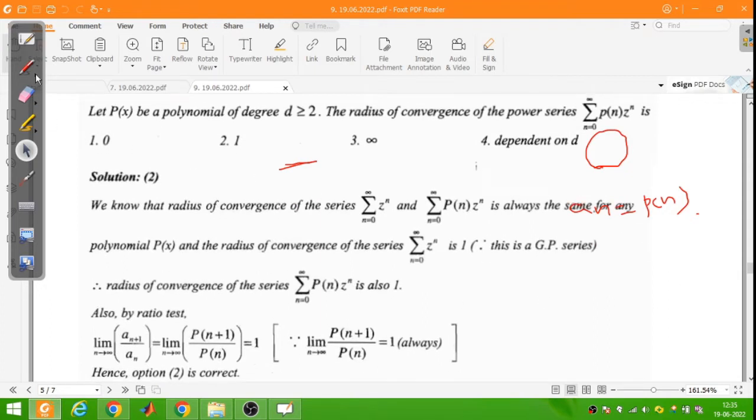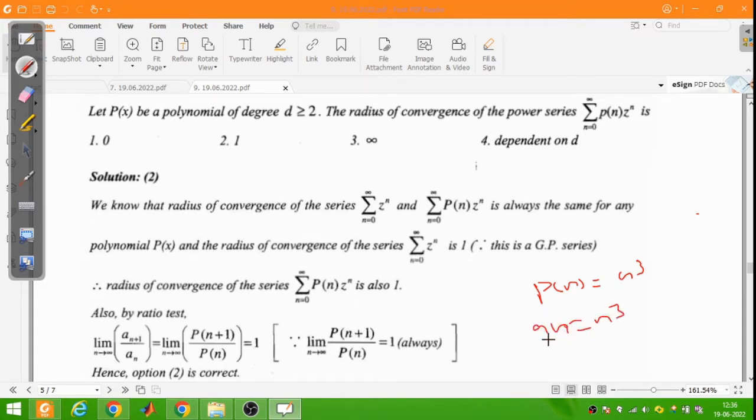So directly you can check by taking any example, otherwise follow this manner. Greater than or equal to 2 means p(n) equals, I take degree 3, so a_n equals n cubed. So you have to find a_(n+1) and a_n, that is (n plus 1) the whole cubed divided by n cubed. Then we get (1 plus 1 by n) the whole cubed, and applying the limit as n tends to infinity, we get 1.